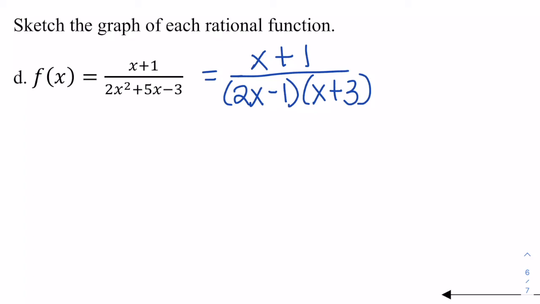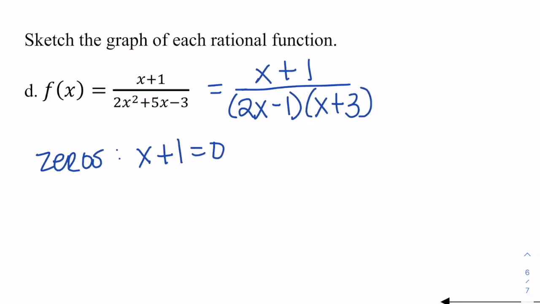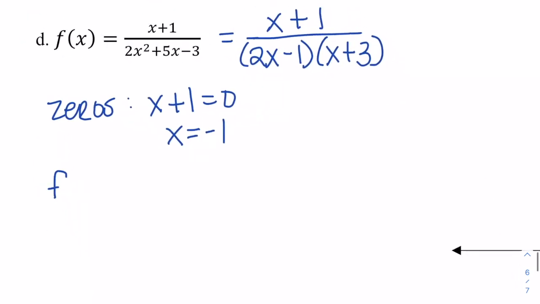All right, so right away we can see that we're going to have a 0. So we can say, well, set that equals 0. So the 0 will be at x equals -1. To find the y-intercept, we're going to plug in 0. So that's just going to be 1 over -3.